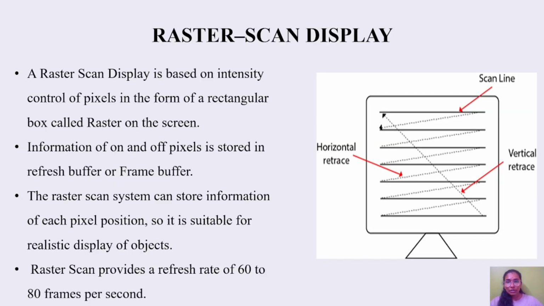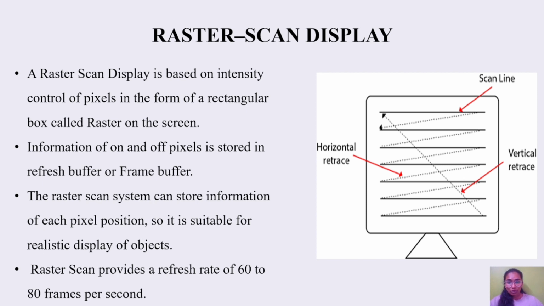The next one we'll be looking into is the Raster-Scan display. A Raster-Scan display is based on intensity control of pixels in the form of a rectangular box called a raster. Each row is referred to as a scan line. In a Raster-Scan system, the electron beam is swept across the screen, one row at a time from top to bottom. As the electron beam moves along each row, the beam intensity is turned on and off to create a pattern of illuminated spots.